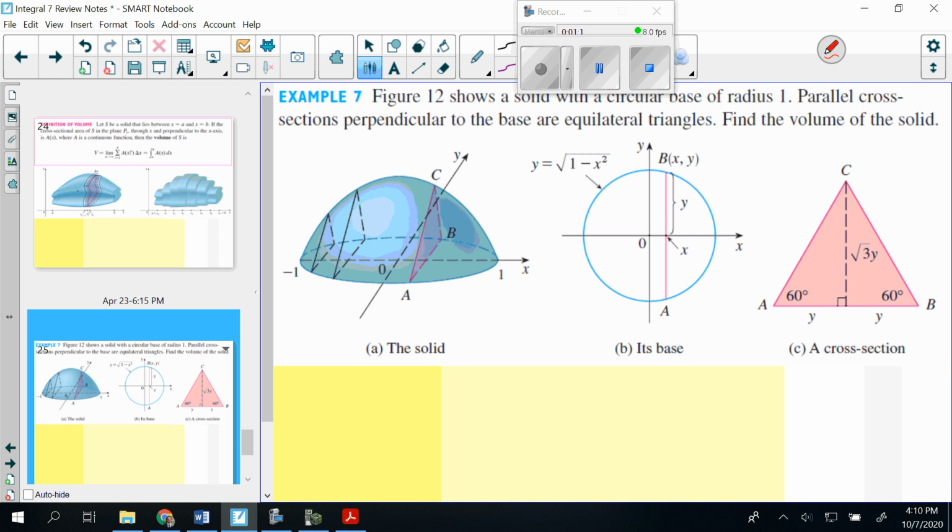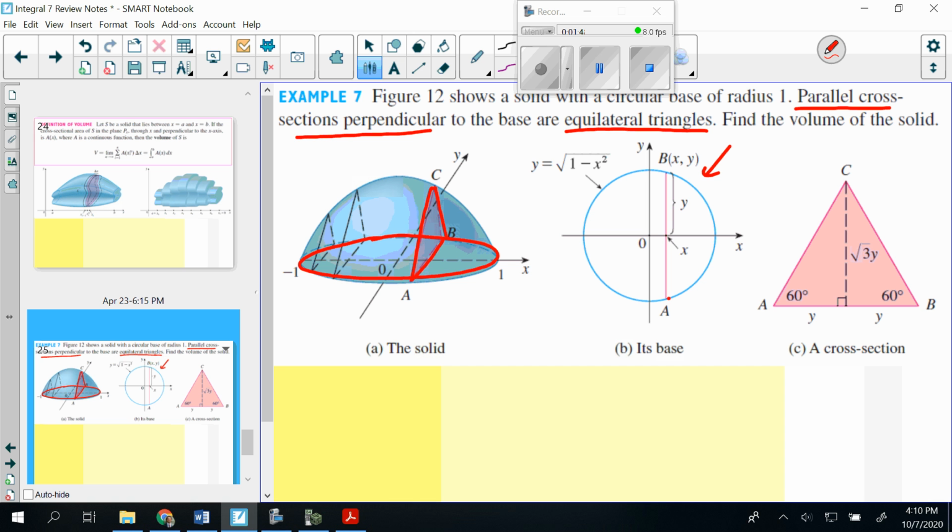This one shows a solid with a circular base. So the bottom of this is a circle. This would be what it would look like right here overhead if you were looking down on this. The parallel cross sections are perpendicular to the base. So we know that if we were to take a cross section of this, it's going to be perpendicular. And that shape is an equilateral triangle. So all throughout here are equilateral triangles that are sitting on that bottom.